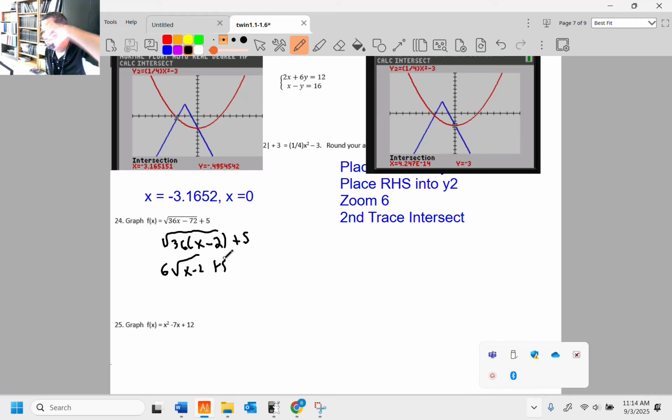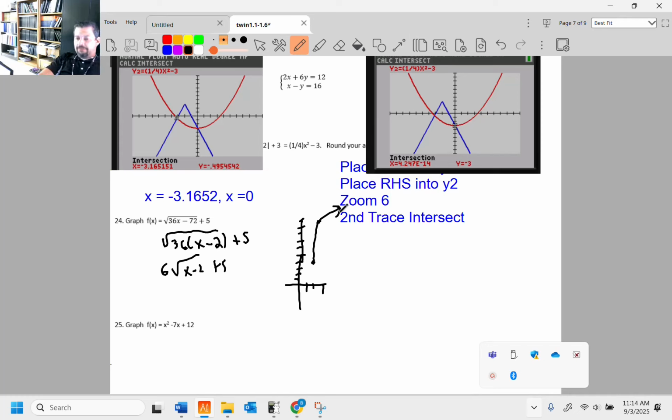Now you're supposed to know that mama is an arm and the kid's going to be an arm. And the kid is right 2 and then up 5. And the kid has a slope of 6, so we have to rise 6. 1, 2, 3, 4, 5, 6 as we run right 1. And it's going to be an arm. Actually, it looks kind of like a logarithm the way I drew it, but it's supposed to be an arm.